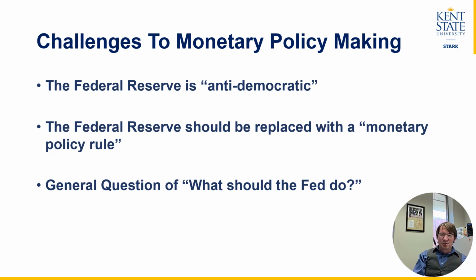A second challenge to monetary policy making, as it is in the United States, is that the Federal Reserve should perhaps be replaced with some kind of monetary policy rule. This is what we call the rules versus discretion debate. Is it better to have a set of people make this decision, or would it be better to have something on autopilot, just operating according to some fixed rule? And then finally, there's the general question and disagreement about what the Fed should focus on. As it is, it's not immediately obvious that the things the Fed has been instructed to focus on are the things that it should be focusing on.